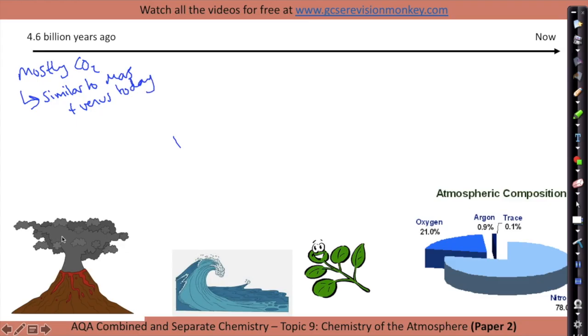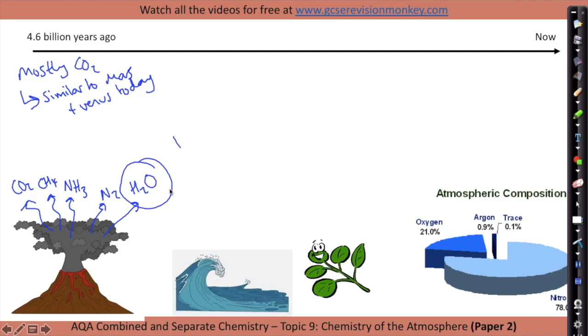Around that time, there was a lot of volcanic activity, and these volcanoes were spewing gases into the atmosphere. So we had carbon dioxide going into the atmosphere, but we also had other gases such as methane, CH4, ammonia, NH3, nitrogen as well, and water vapour. That water vapour went on to condense to form the oceans.